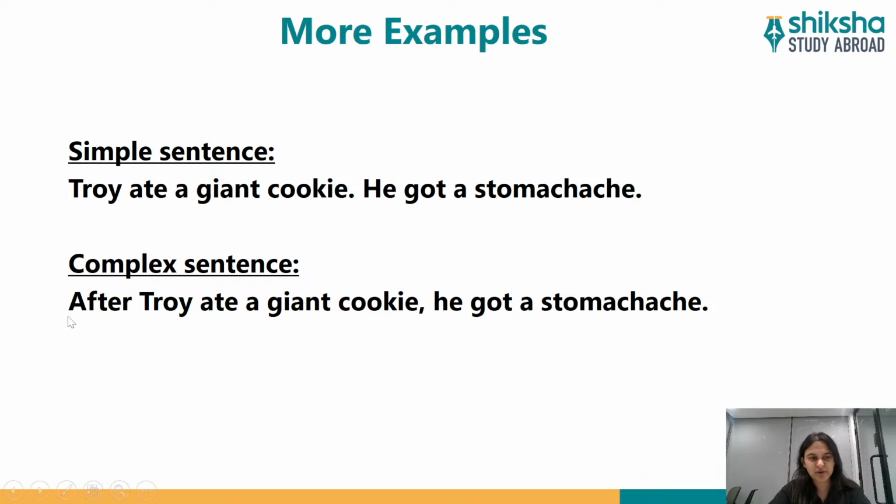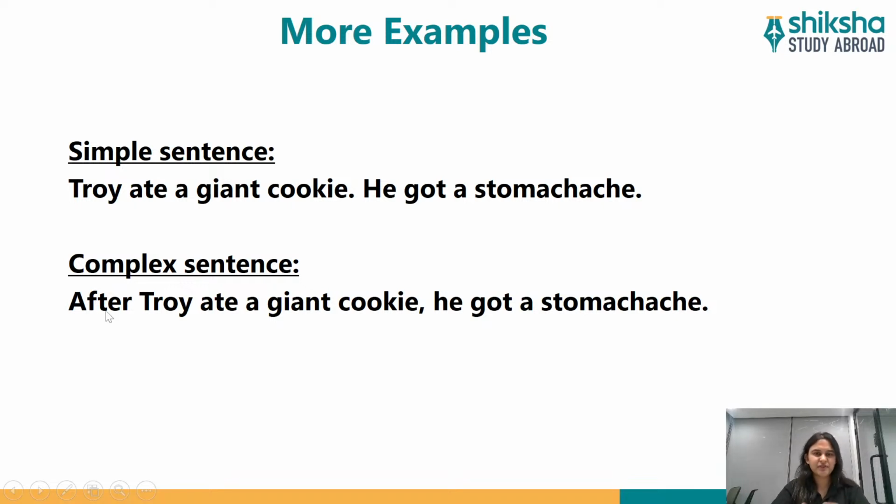So the complex sentence becomes after adding "after", right? So after Troy ate a giant cookie, we have put a comma, and he got a stomachache. So, after Troy ate a giant cookie, he got a stomachache. This becomes a complex sentence. So what have we done? We have removed the full stop from here. We have put a comma. The capital H in "He" becomes small because obviously it's not a new sentence. And we have added "after", right?